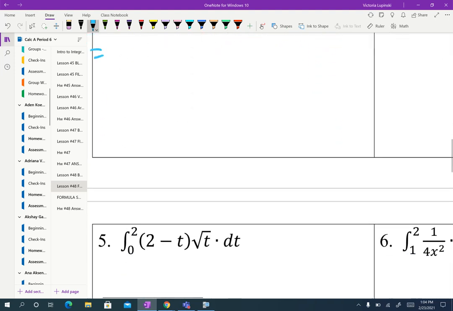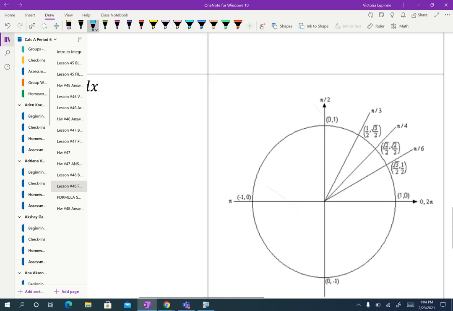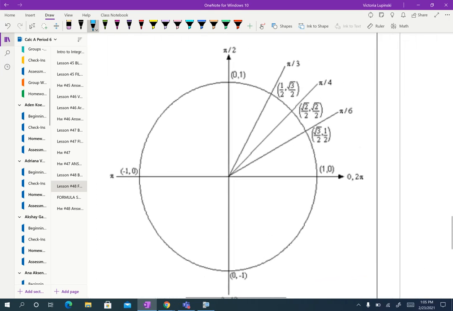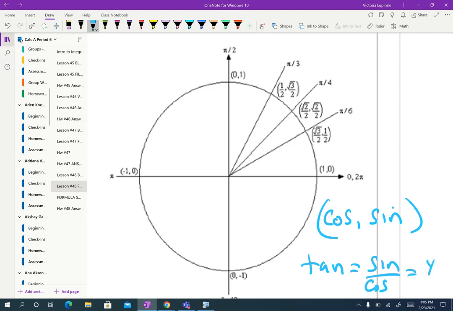What I also have for you, if you look at the back, I have for you some of these important values of the unit circle, the quadrantals, and then the first quadrant. Hopefully you remember that as you go around the unit circle, the ordered pairs are the cosine, sine. Hopefully you also remember that a tangent is a sine over a cosine, or a y value over an x value. The two values in question were pi over 4 and 0.